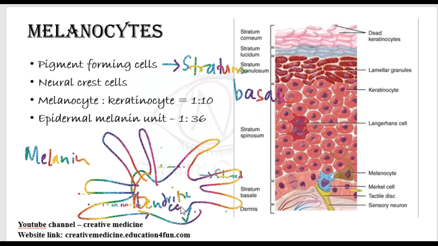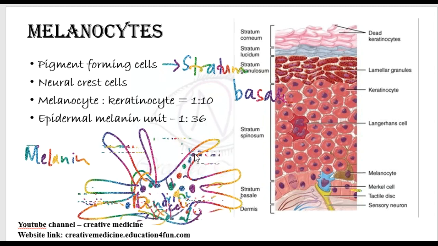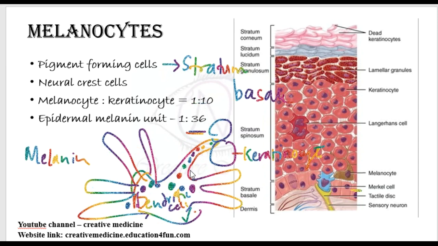Each melanocyte will form melanosomes. These melanosomes will have melanin. Each melanocyte transfers the melanosomes to the keratinocytes. Each melanocyte transfers melanosomes to 36 keratinocytes. So this is called the epidermal melanin unit. The melanocyte to keratinocyte ratio is 1:10, whereas epidermal melanin unit is 1:36.